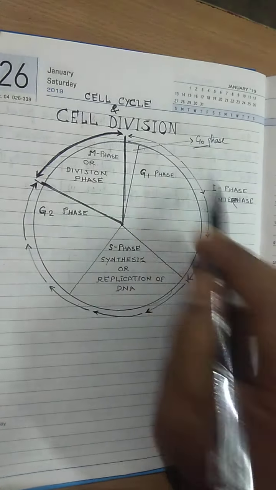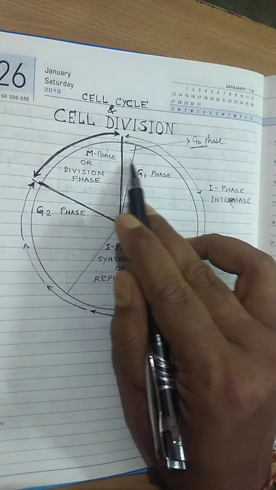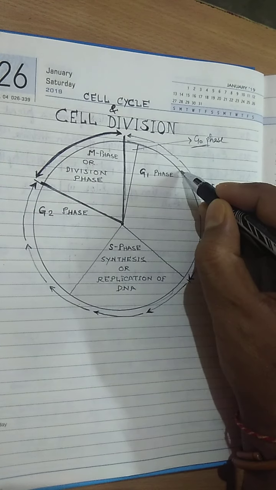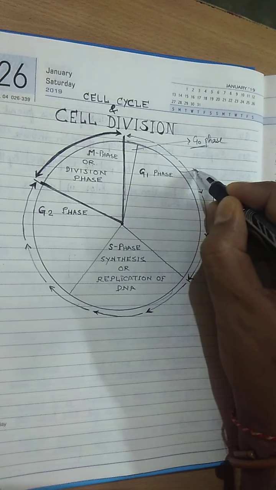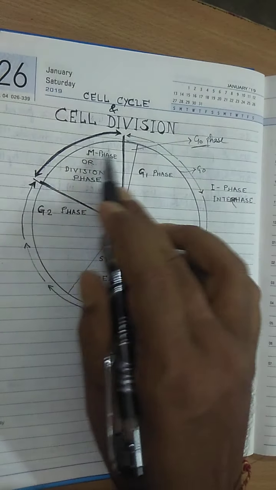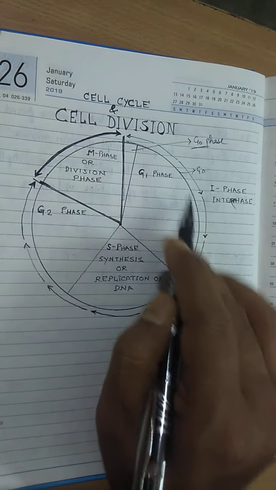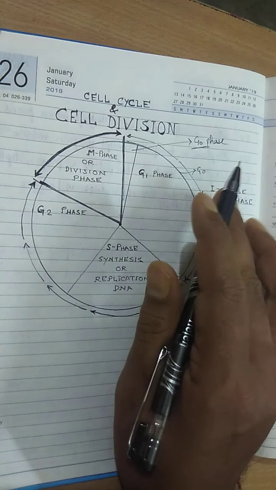So in this diagram I have shown this as the G0 phase. In some other books you may get a diagram where they might show the G0 like this. That means after the cell division, instead of going through G1 phase, the cell enters into the resting phase.